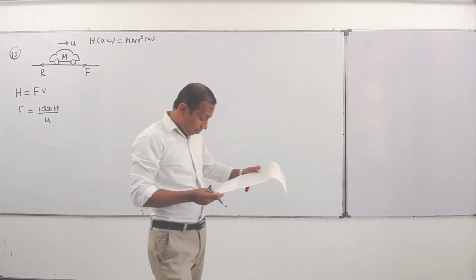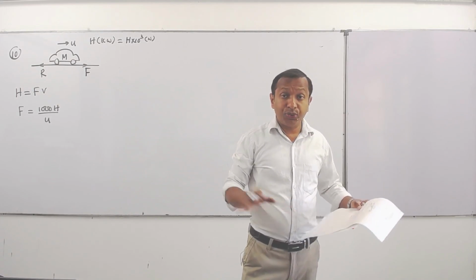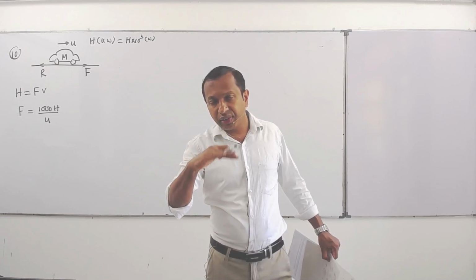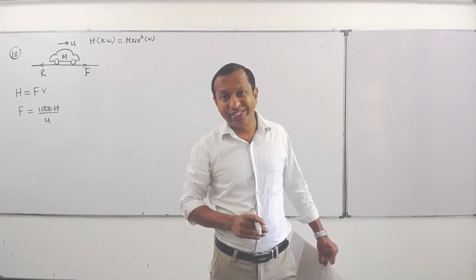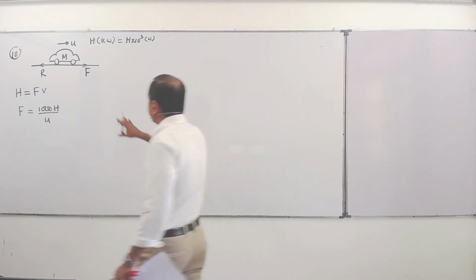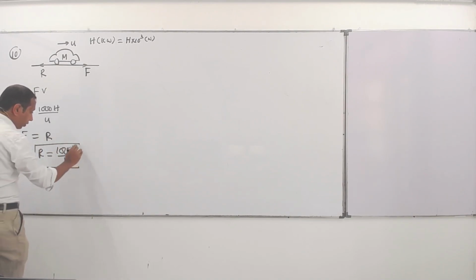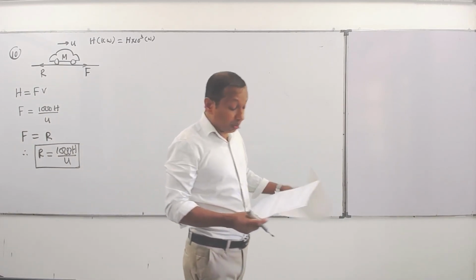Now, in this case the motor car moves on the horizontal path with maximum velocity. You know, when the car moves with the maximum velocity, the tractive force is equal to the total resistance. Therefore F should be equal to R. So this R is equal to the tractive force, 1000 H over u. 1000 H over u is the resistance.